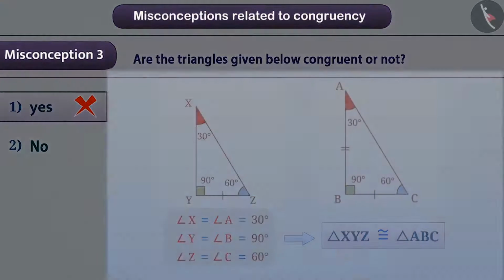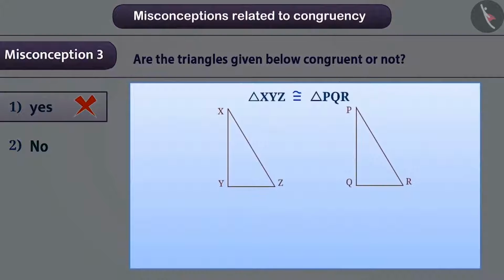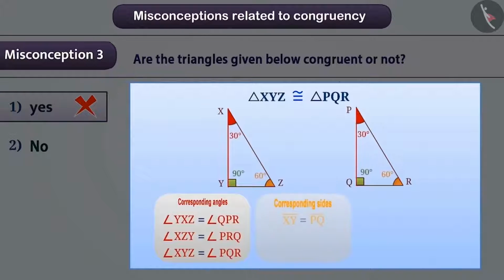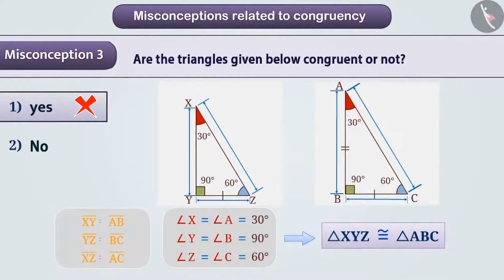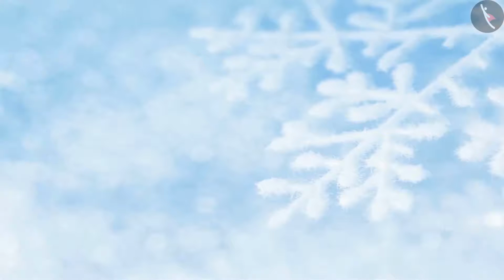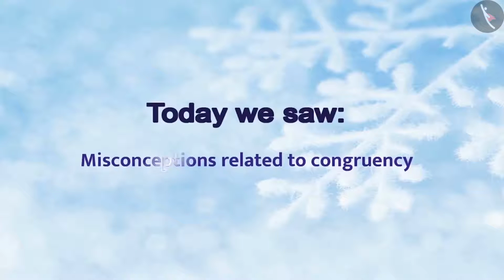The correct understanding is that two triangles are congruent when their corresponding angles and corresponding sides are equal, and the corresponding vertices come right over each other. Since the lengths of the sides are not equal here, triangle XYZ is not congruent to triangle ABC. That is, the correct answer to the question given is option 2. So today we saw some misconceptions related to congruency.